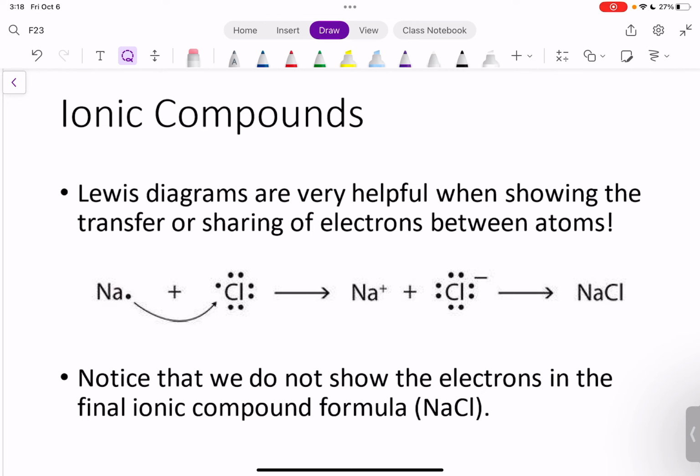All right, now why did I show you all this? Well, Lewis diagrams are really helpful when we're trying to show if we're transferring or sharing electrons between atoms. So we'll talk about this in the next video because I want to pause here for a little bit, but I did want to give you a preview to let you know why we are learning about these Lewis diagrams. And they will come in handy later when we talk about ionic compounds and ionic bonding. All right, stay tuned for that, and I'll see you in the next video.